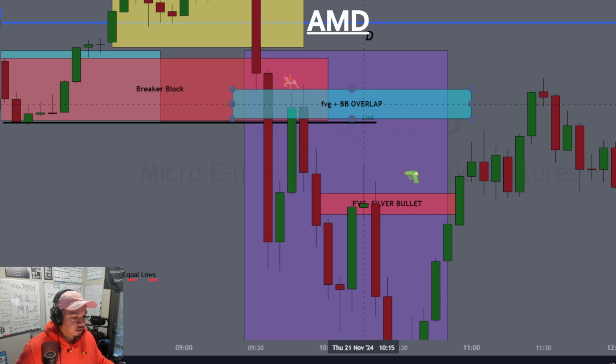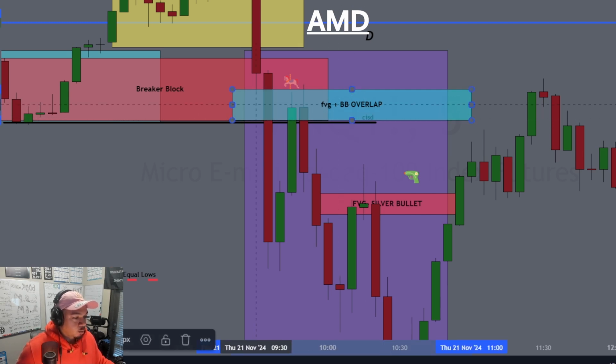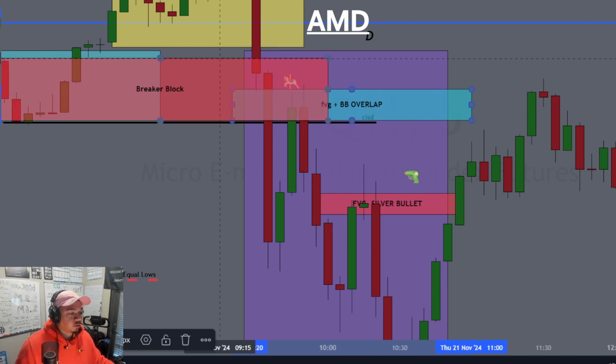That's why I only labeled this, because this is the area that overlapped completely with the breaker block and the fair value gap. This is the only area where I'm looking to take a sell trade. Now, this is going to be the unicorn trade right here. Now, I caught this trade during the week by using OTE.